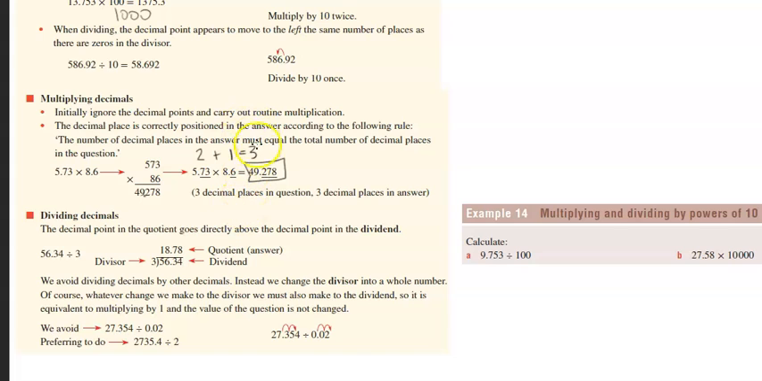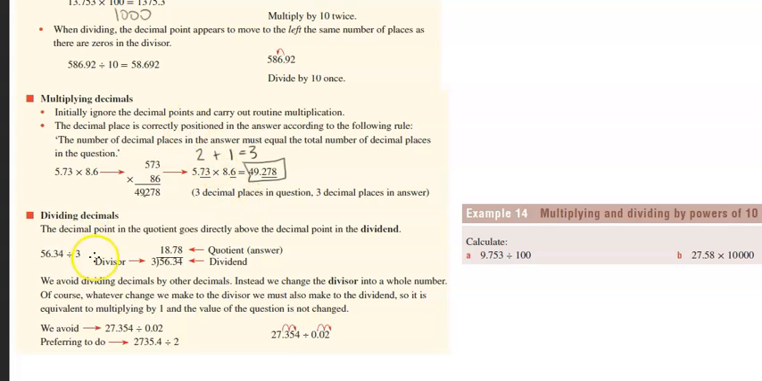Now, dividing decimals, you would think that it will apply the same rule, but it's a little bit different. In fact, a lot different. Not a little bit, it's actually quite different. The decimal point in the quotient goes directly above the decimal point in the dividend.